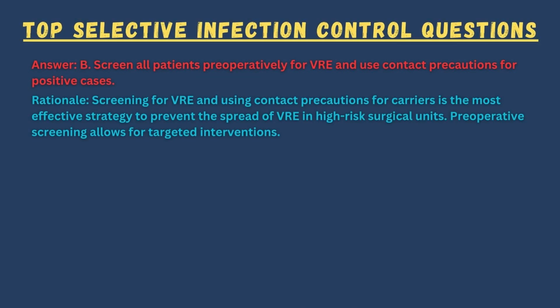Answer: B. Screen all patients preoperatively for VRE and use contact precautions for positive cases. Rationale: Screening for VRE and using contact precautions for carriers is the most effective strategy to prevent the spread of VRE in high-risk surgical units. Preoperative screening allows for targeted interventions.